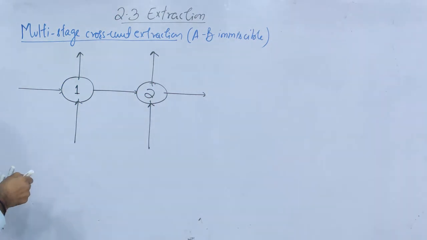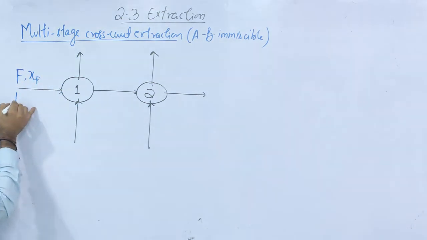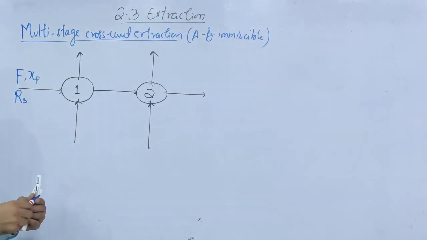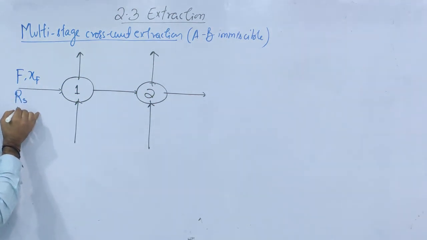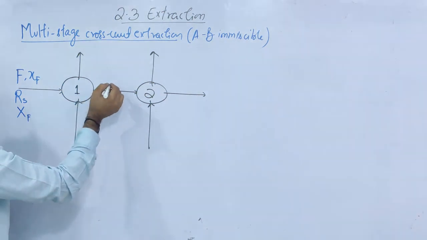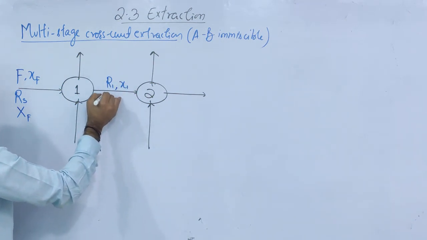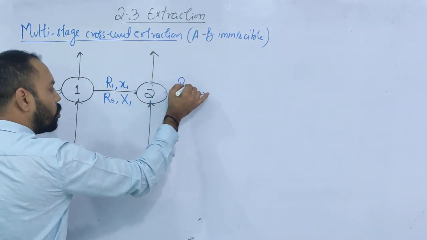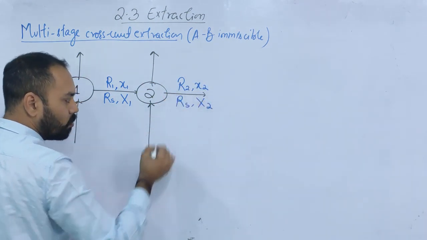Suppose this is the total feed and the mass fraction XF, and this one RS is the flow rate of only A, the solute free flow rate. I have discussed how to find RS. RS is given as F into 1 minus XF. And suppose the mass ratio is XF, you can also call it X naught. Now this is the raffinate R1, mass fraction X1, solute free flow rate RS, and mass ratio X1. Raffinate R2, mass fraction X2, solute free flow rate RS, and X2.